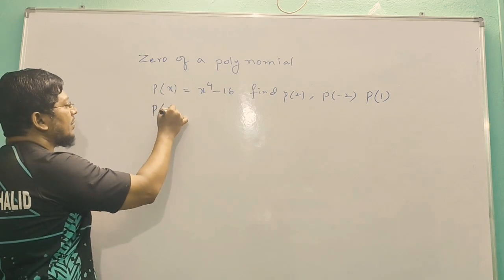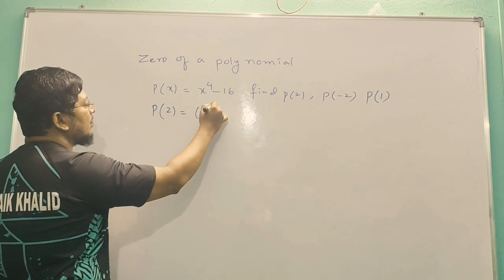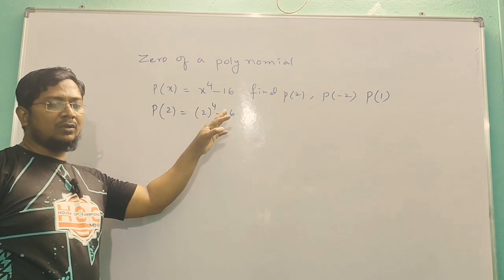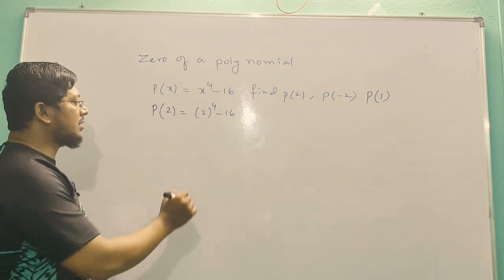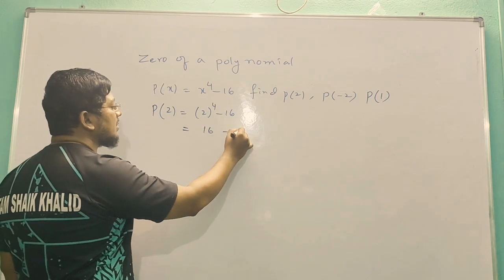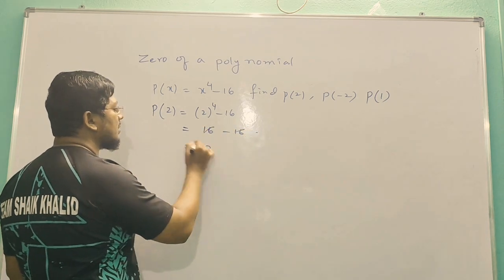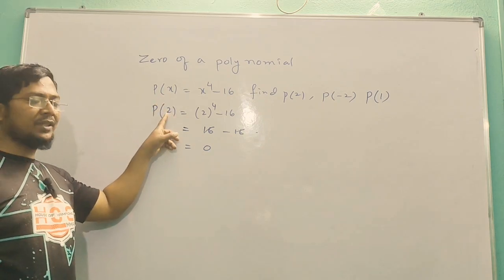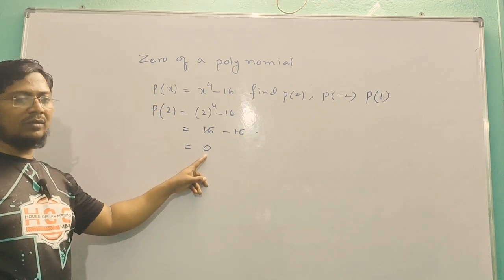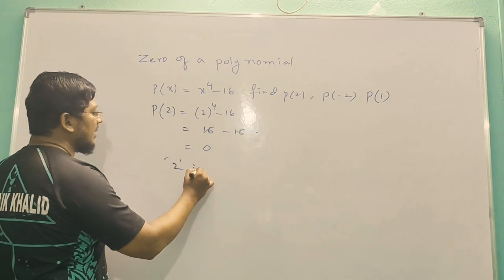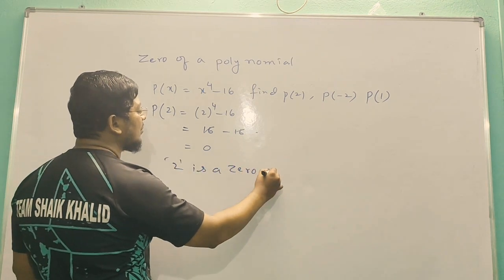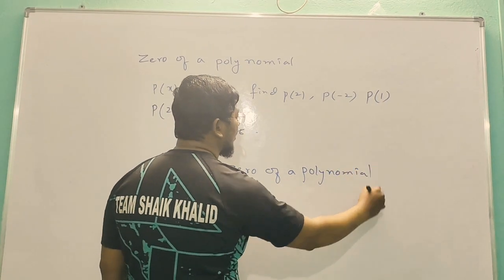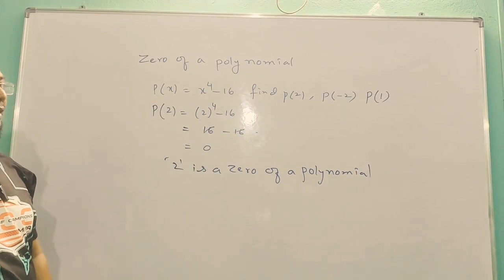Substitute 2 in place of x. X means 2 power 4 minus 16. 2 multiply 4 times, what do we get? 2 into 2 into 2 into 2. Yes, 16. 16 minus 16 what? Yes, very good. We got answer 0. So here in place of x we are substituting 2 and we are getting the answer 0, which means 2 is a zero of a polynomial. Okay, 2 is a zero of a polynomial.